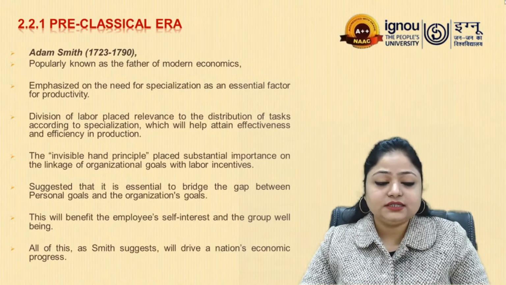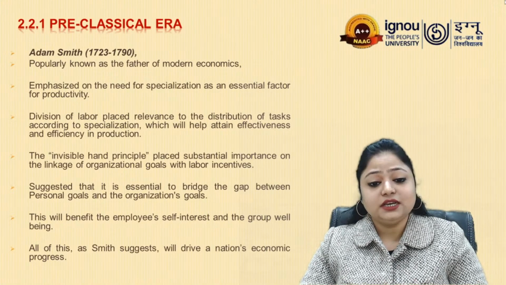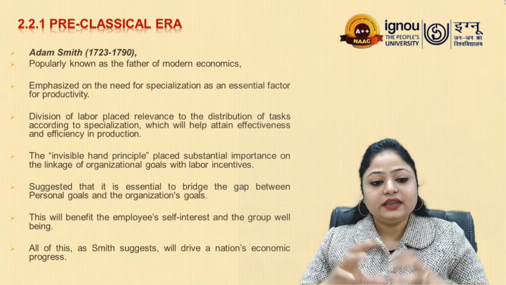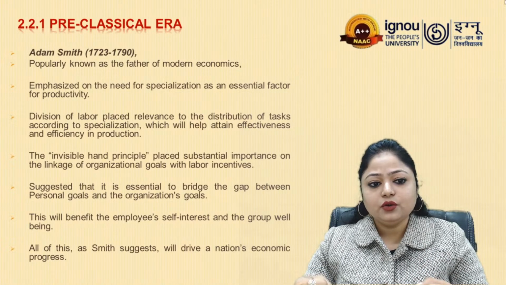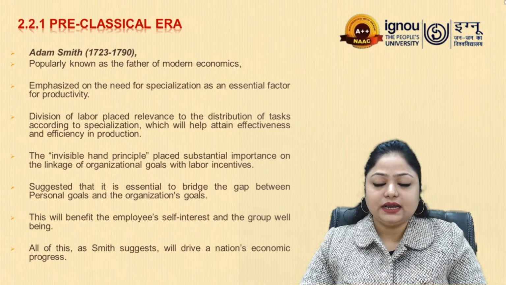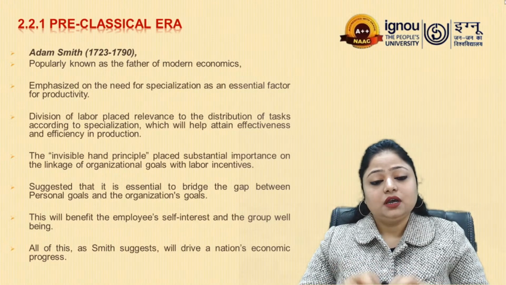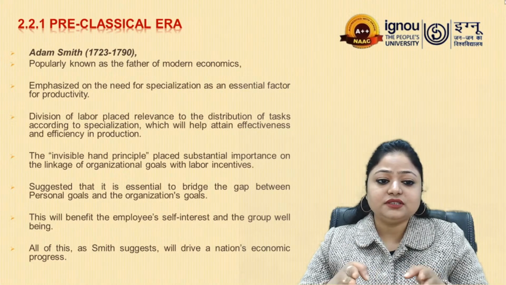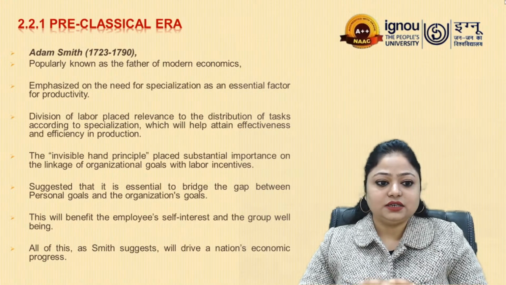Then he also suggested in his era or study that it is essential to bridge the gap between personal goals and the organizational goals. So the gap of individual motive and organizational objective was realized by Adam Smith in his era only, which is pre-classical era. And in order to succeed, he always emphasized that this gap should be filled, and there should be a sync or link between the personal goals and the organizational goals.